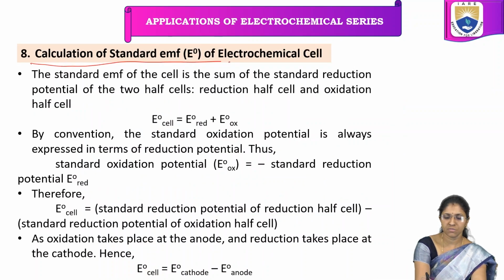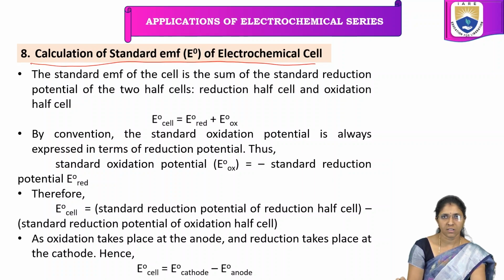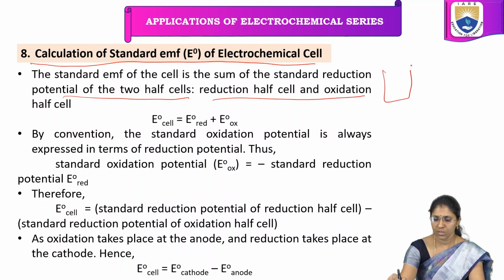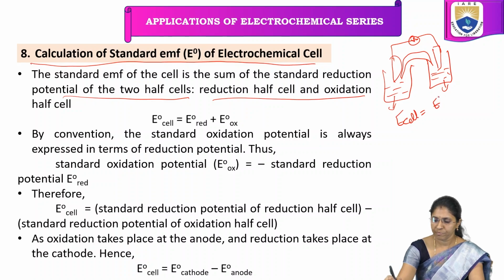So the final one is calculation of standard EMF of electrochemical cell. Calculation of standard EMF means E0 of the electrochemical cell. The standard EMF of the cell is the sum of standard reduction potential and oxidation potential of the two half cells, the reduction half cell and the oxidation half cell. We know we have two half cells connected to a voltmeter. If we measure the EMF of the cell, this is the first half cell and this is the second half cell. E cell equals reduction potential of cathode plus oxidation potential of anode.